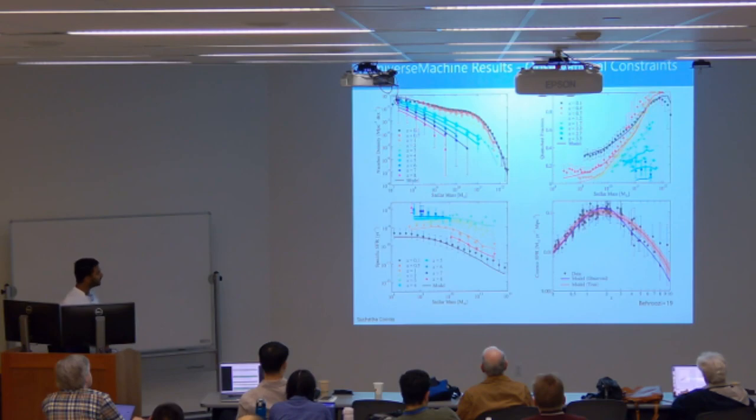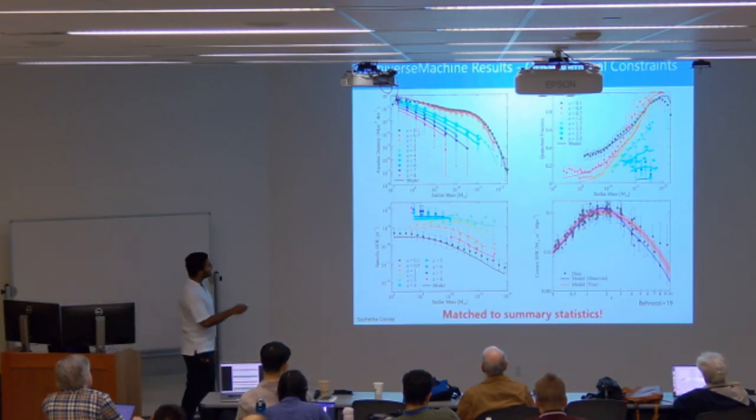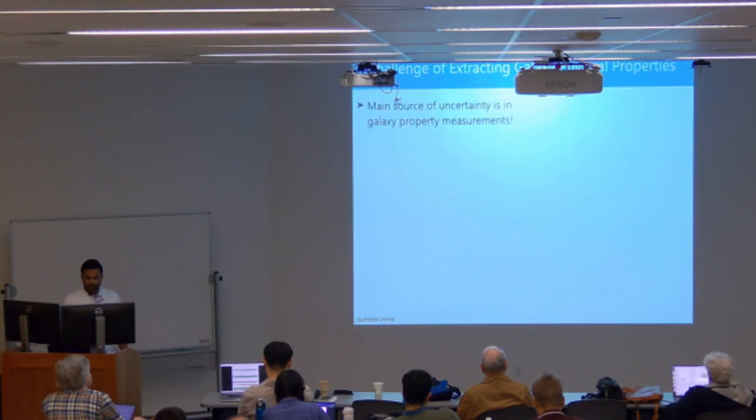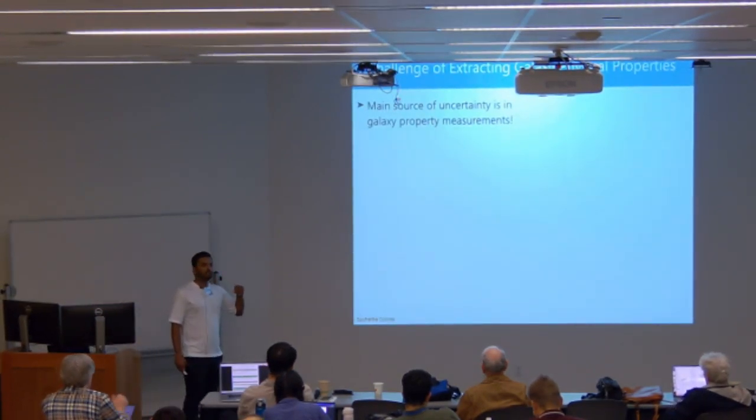And the reason is that these are matched to summary statistics. Summary statistics like stellar mass function, cosmic star formation rate, and so on. And this is because all these summary statistics come with a lot of uncertainties built into them.